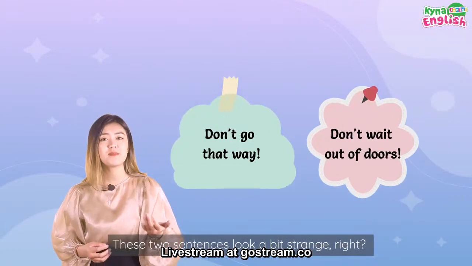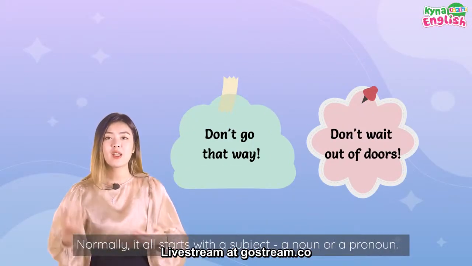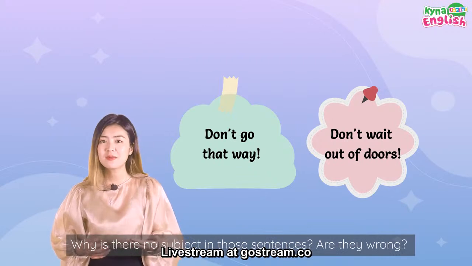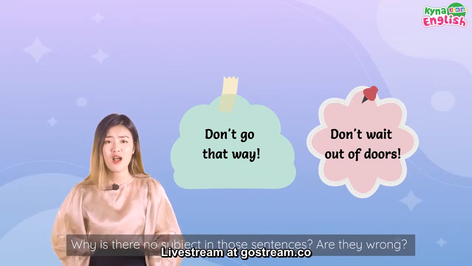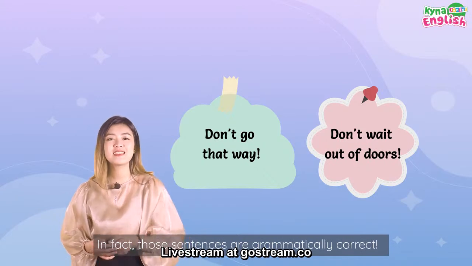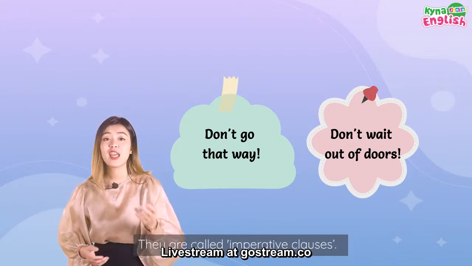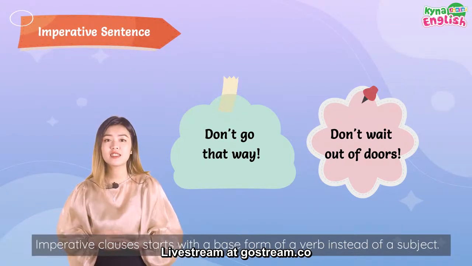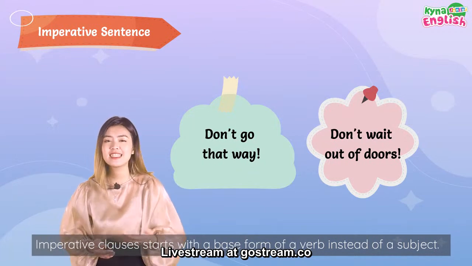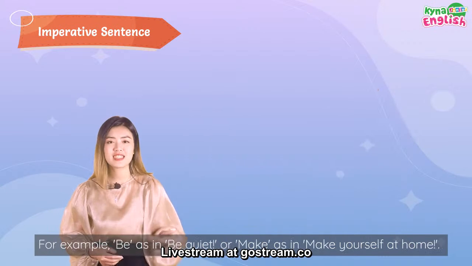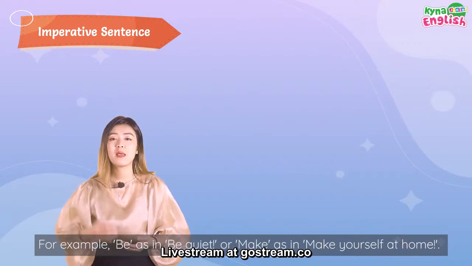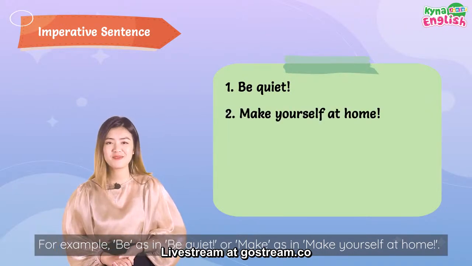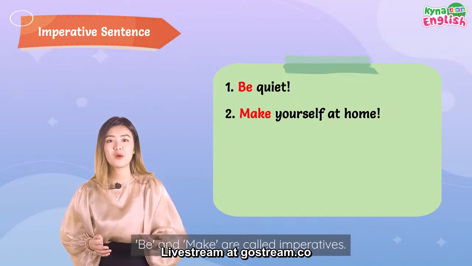These two sentences look a bit strange, right? Normally, it all starts with a subject, a noun, or a pronoun. Why is there no subject in those sentences? Are they wrong? In fact, those sentences are grammatically correct. They are called imperative clauses. Imperative clauses start with the base form of a verb instead of a subject. For example, be as in be quiet, or make as in make yourself at home. Be and make are called imperatives.